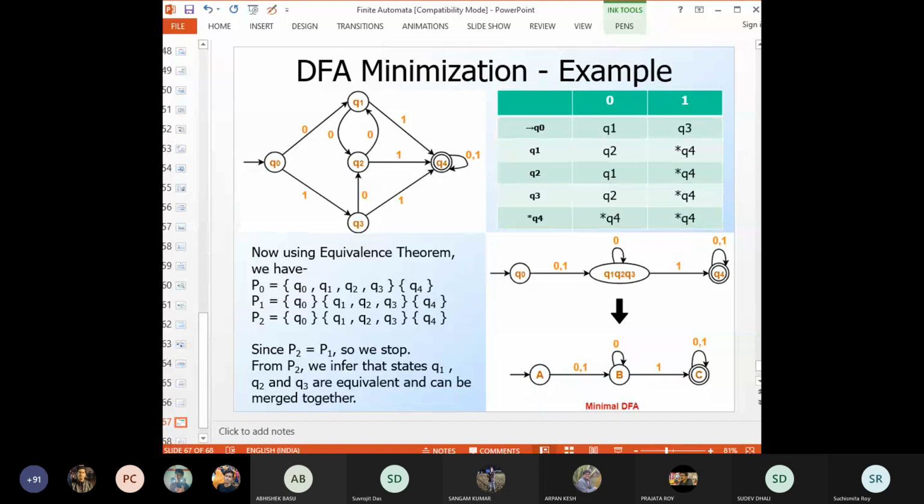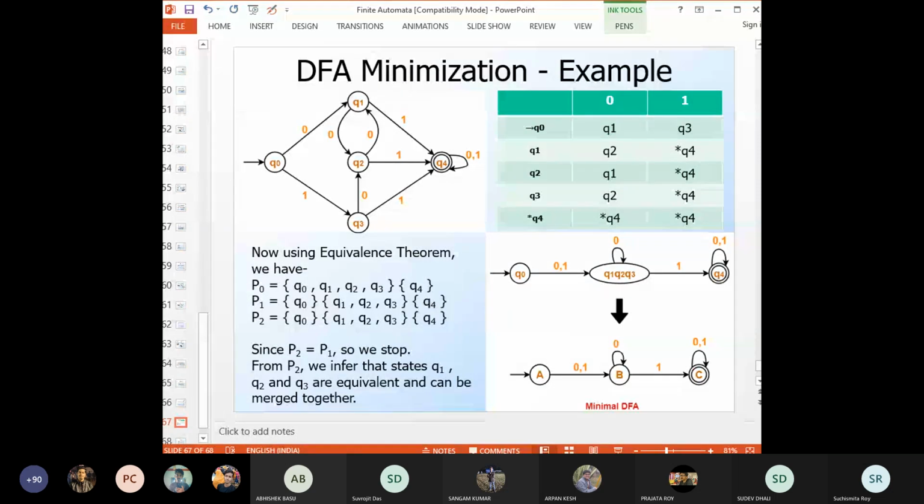See, Q1 and Q3, they have the same rows. Okay, so if we combine Q1 and Q3, then can any other 2 rows be combined? Actually, we have to do it iteratively. So let's follow the partitioning procedure. So how do we use this partitioning algorithm?